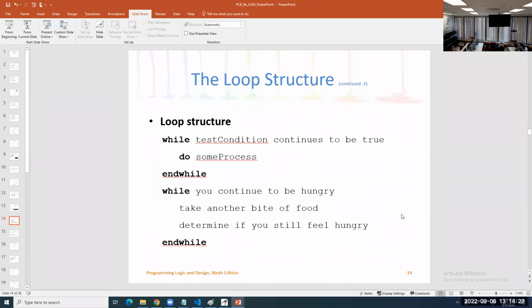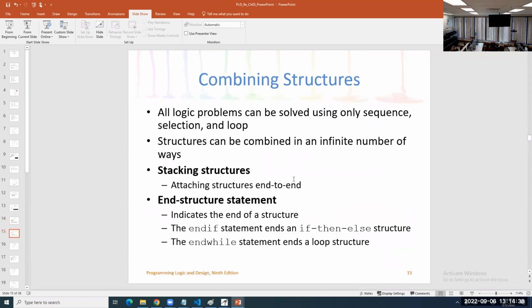So the loop structure, right? You can have the while, you have the condition here to check. If true, keep doing it here. If true, keep doing this one. Now, for any program, remember that you only have the 3 basic structures. You have the sequence, you have the selection, and you have the loop or repetition here. Any program you see is only a combination of these 3 structures. And all logic problems can be solved using only the sequence, selection, and the loop.